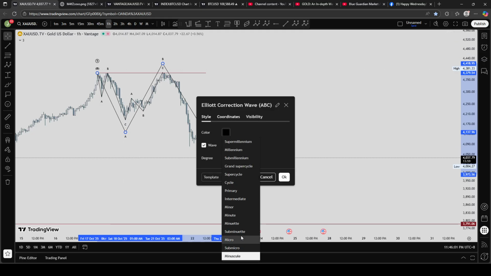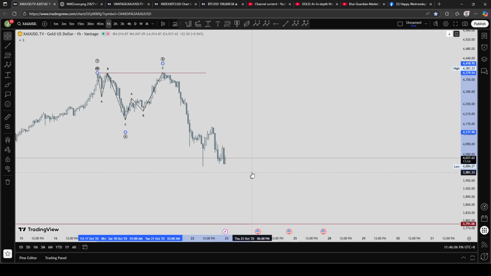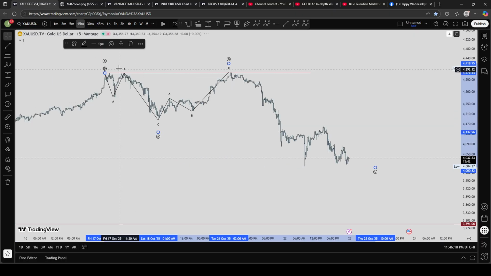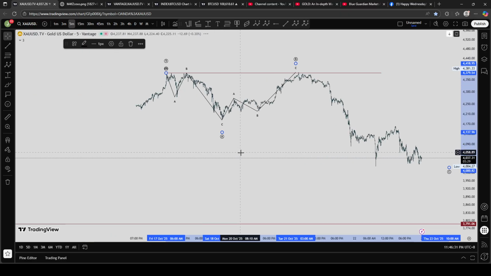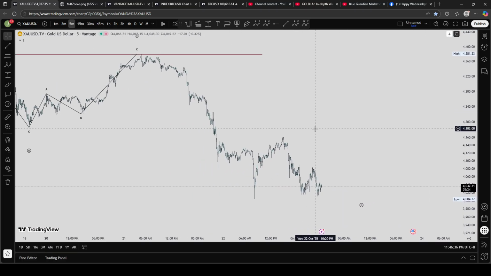So let me just change this into this. Okay. So to confirm whether this possible expanded flat correction is completed, wave C must be composed of 5 internal waves. So from 1 hour, let me change it into 15 minutes. Since it's not so clear yet, the waves are not so visible in the 15 minutes time frame. Let's use the 5 minutes time frame. From here, it's now quite visible.